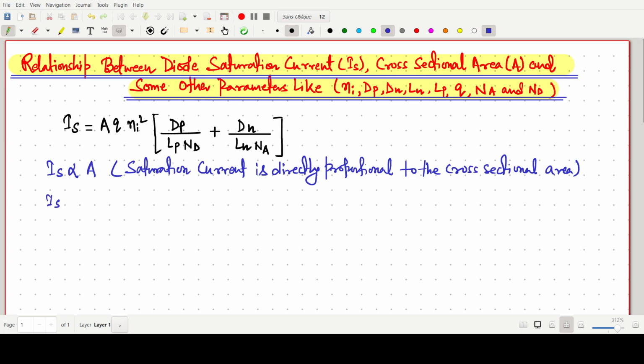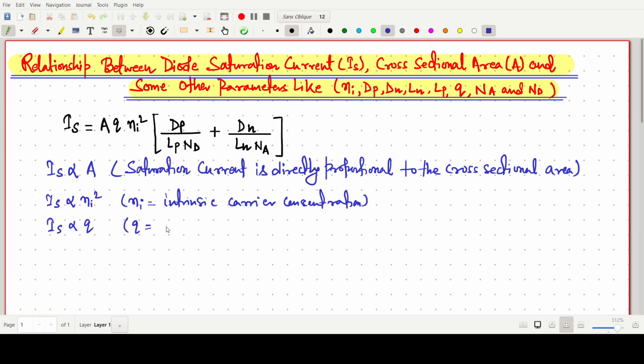Another observation is that Is is proportional to Ni squared, the intrinsic carrier concentration squared. So we can say Is is proportional to A, Ni squared, and it is better to also write Q, the electronic charge. Basically these are the three things: the saturation current is proportional to the area, the carrier concentration squared, and the electronic charge.